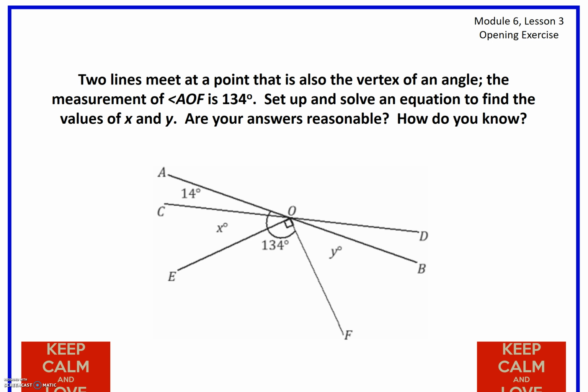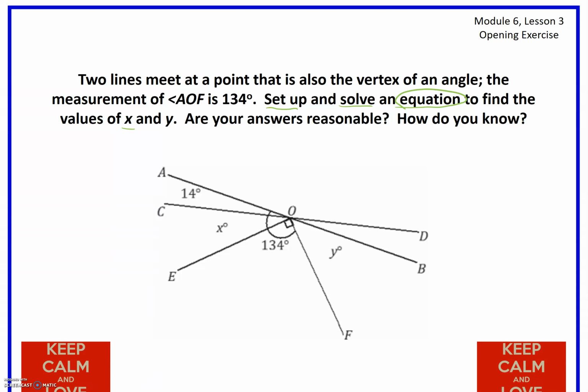Two lines meet at a point that is also the vertex of an angle. The measure of angle AOF is 134 degrees. Set up and solve an equation. So again, we are setting up and solving equations. That's the key to these lessons, not just trying to figure them out and find the missing angles, but setting up equations to do so. And we are trying to find x and y. Let's do x first. And let's take note of some of the relationships we have here on this diagram.